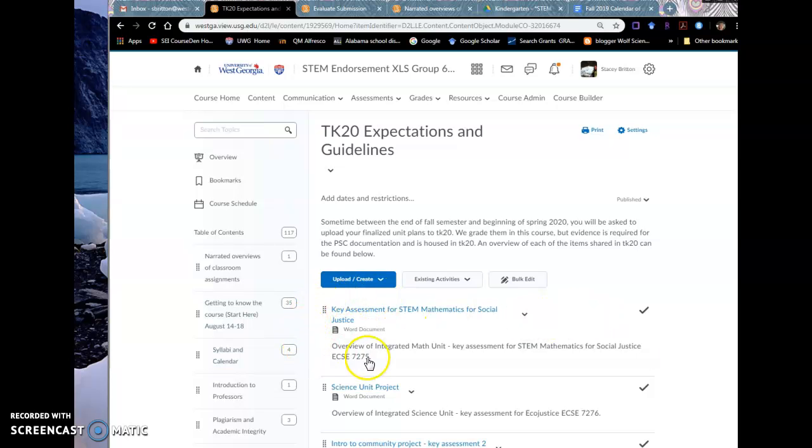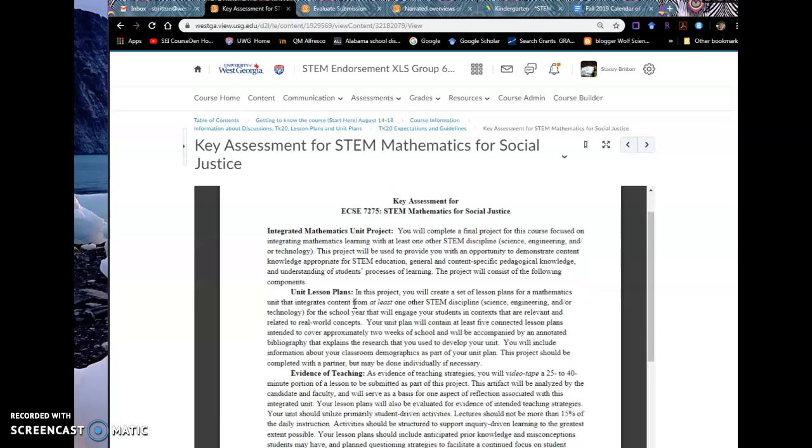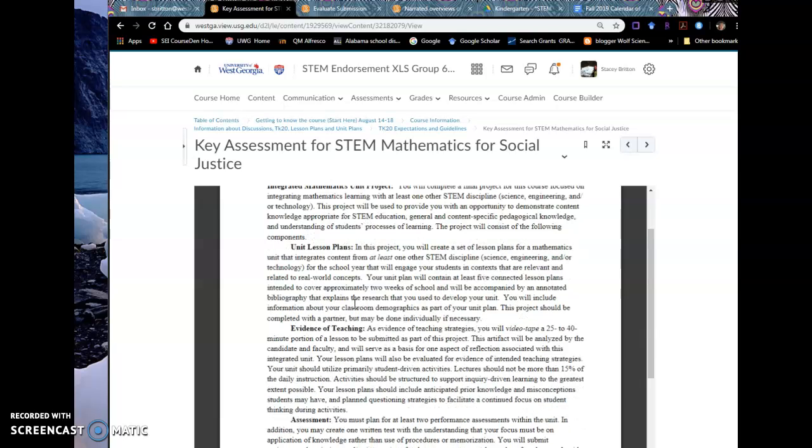So the second key assessment that I want to talk about is the Math for Social Justice Key Assessment. Same location as the other. Most of the things that you see in this math assessment are identical to what exists in the science unit. So you've got your unit lesson plan.